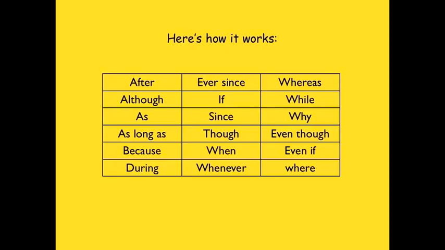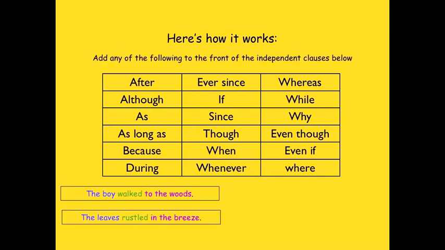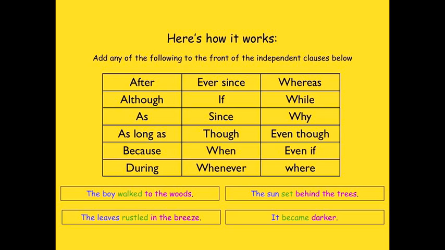Here's how it works. These are all subordinating conjunctions. Below are independent clauses. The actors are in blue, the actions are in green, and the answers are in purple. So the boy walked to the woods, the sun set behind the trees, the leaves rustled in the breeze, it became darker.